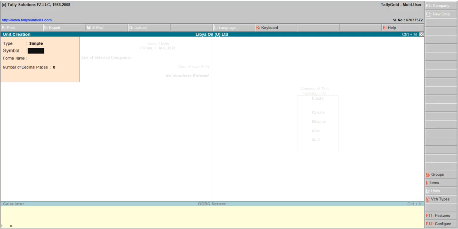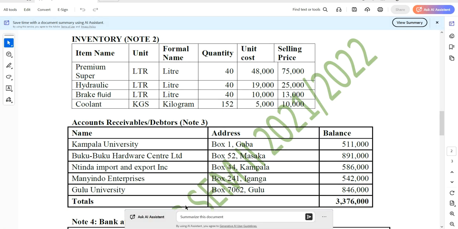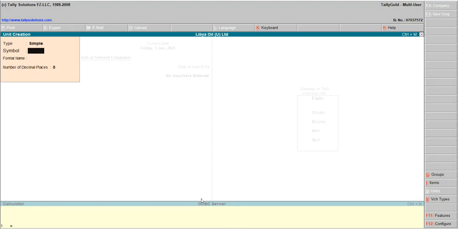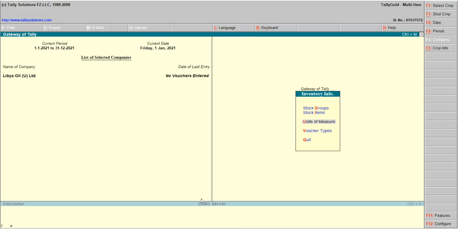Units of measure. In this particular question, the units are LTR as well as kgs. LTR is liter, then kgs is kilograms. So enter them. So we have LTR. This is liter. Number of decimal places, 0, accept. Then kgs. This is kilogram. Accept. So there are only 2 units of measure. Escape. Escape.